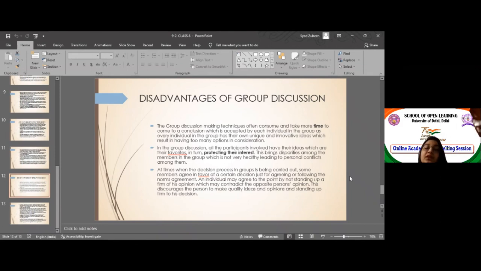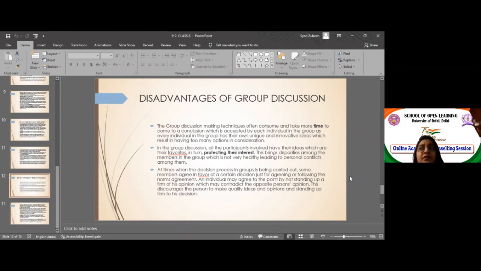They can be swayed in the wrong direction, especially when a wrong opinion has been put forward and then has been worked upon. Then at times when the decision process in groups is being carried out, some members agree in favor of a certain decision just for agreeing or following the norms agreement. An individual may agree to the point by not standing up firm for his opinion, which may contradict the opposite person's opinion.